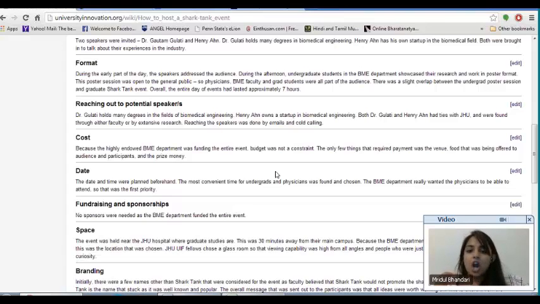There weren't many costs, just because the BME department was funding the entire event, so budget really wasn't a constraint. The only places that required some sort of payment were a nominal fee for the venue, food that was catered for the audience and the participants, and the prize money, which initially they weren't even thinking of giving as real money. They were thinking of just making it fake money. But in the end, they did end up giving away prize money. So that was cool. And that was the only real cost they had with their event.